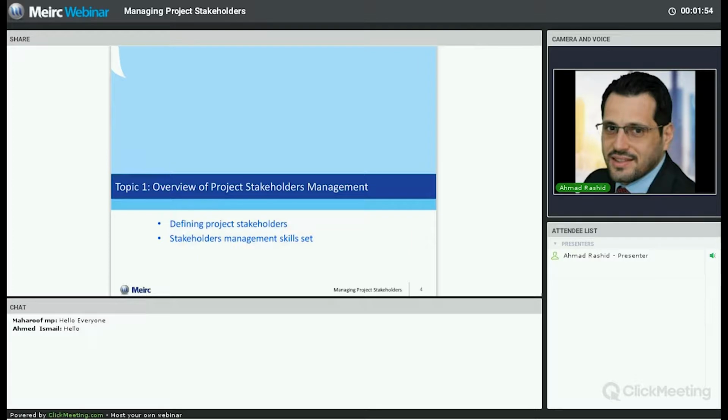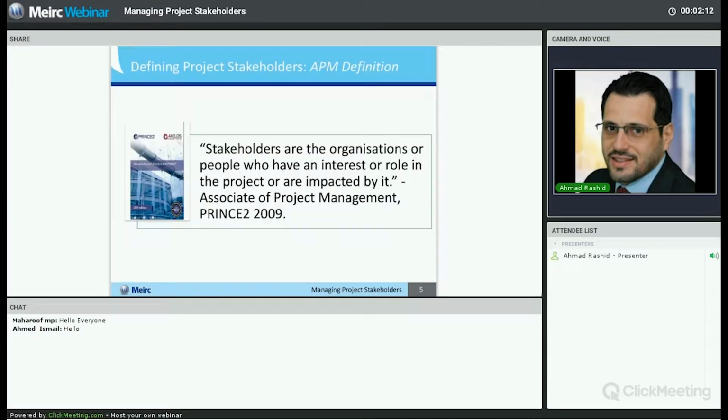So let me start with the first topic, which is an overview of project stakeholders management. Basically here I will define project stakeholders from different perspectives, and I will also share with you the stakeholders management skill set, which is the skills that anyone needs in order to manage their stakeholders. So I'll start with the first basic thing, which is defining project stakeholders.